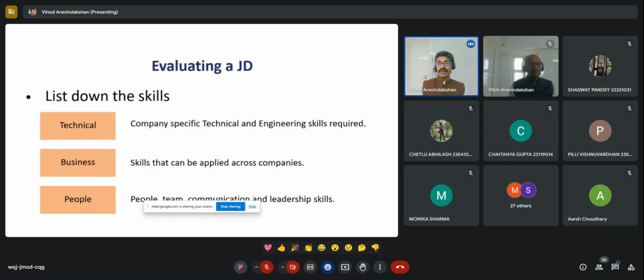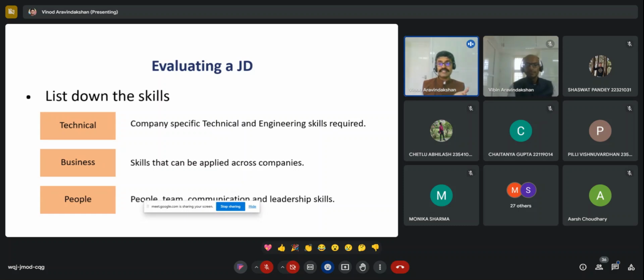Most resumes will list down skills under three categories. The first category is technical skills. So most of you studying at IITs learn a lot of technical skills. So that's granted that you guys have the skills, but what companies also look for on top of technical skills is business skills and people skills.